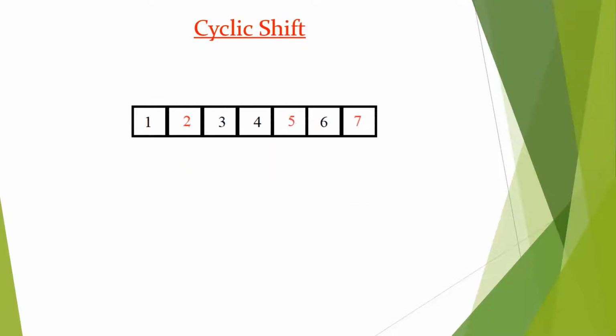The position of elements and the order in which they are taken is vital in this. Suppose we take 5, 2 and 7 in this particular order. So 5 gets shifted to the position of 2, 2 gets shifted to the position of 7, and 7 gets shifted to the position of 5.